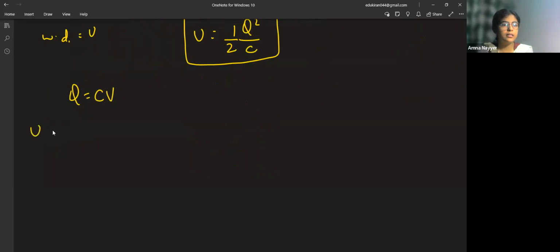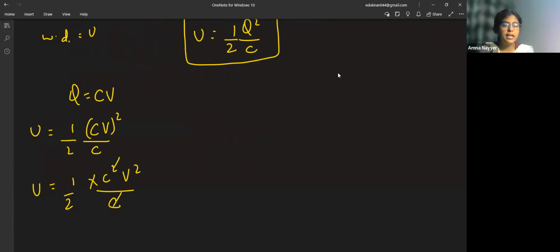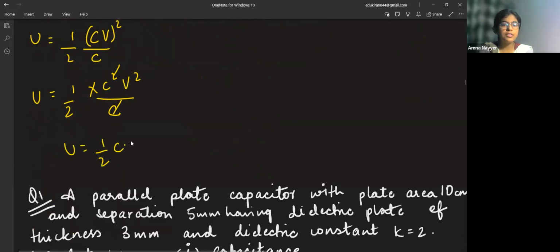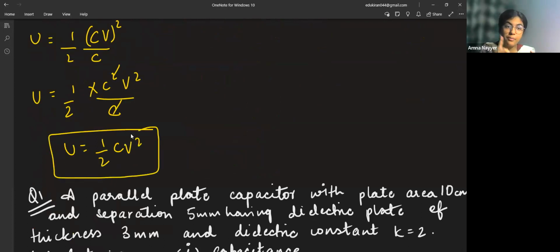Put it in here. Half instead of Q square put CV square because Q is CV, divided by C. This becomes half into C square V square divided by C. C gets cancelled. This becomes half CV square. Fine. So if capacitance and potential are given in your question and you want to find out the potential energy of the capacitor, use the formula half CV square where C and V are given.